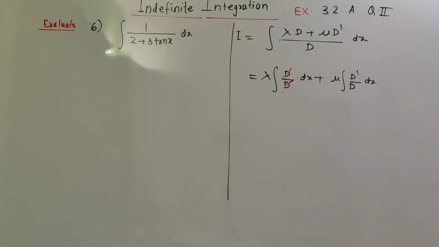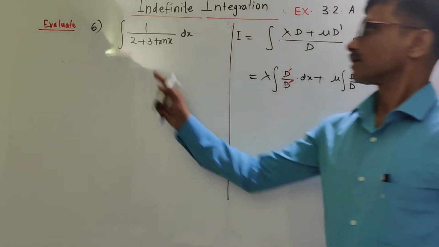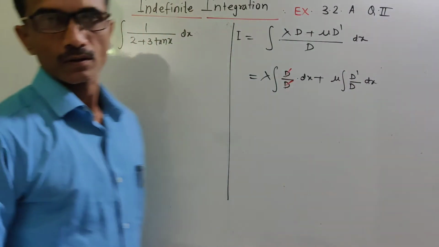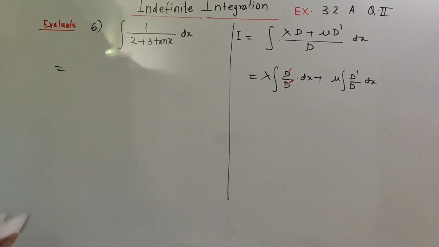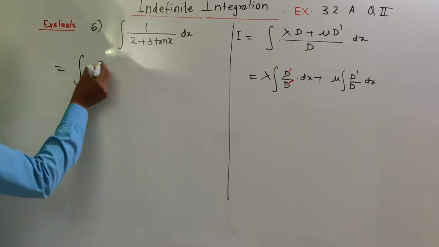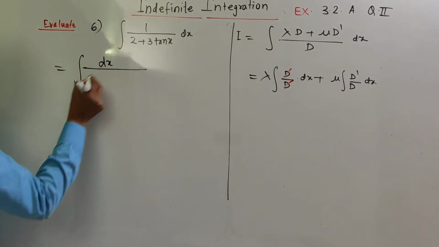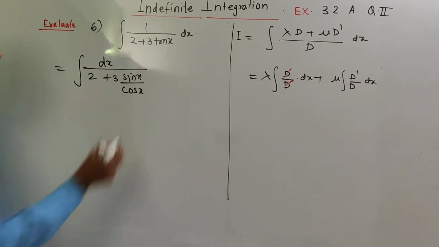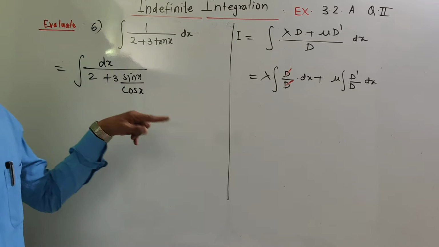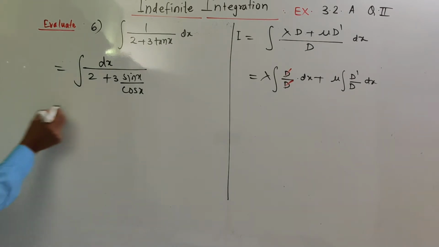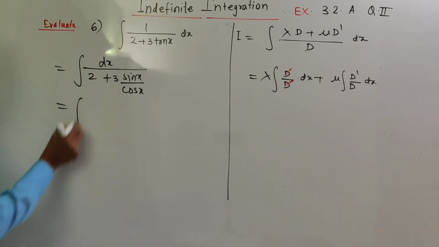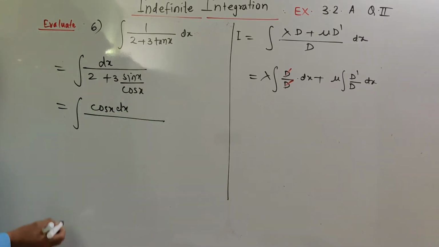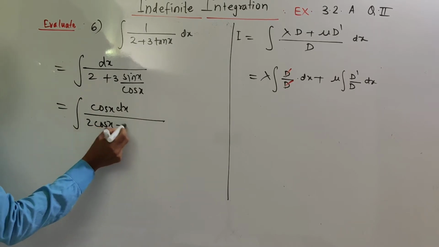Question number 6 is of similar type: integral of 1 upon 2 plus 3 tan x. You write tan as sin upon cos. First we simplify it: dx upon 2 plus 3 sin x upon cos x. We can write this in the form a sin x plus b cos x upon c sin x plus d cos x. This cos x goes in the numerator: cos x dx upon 2 cos x plus 3 sin x.